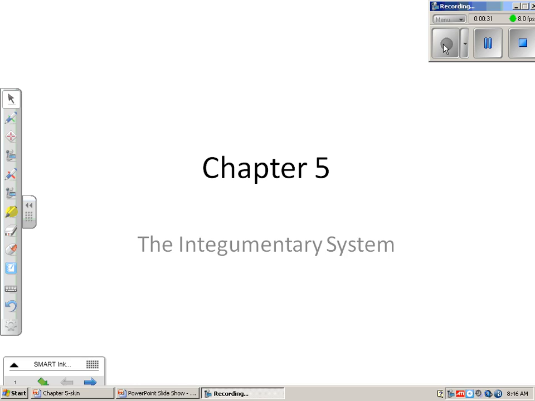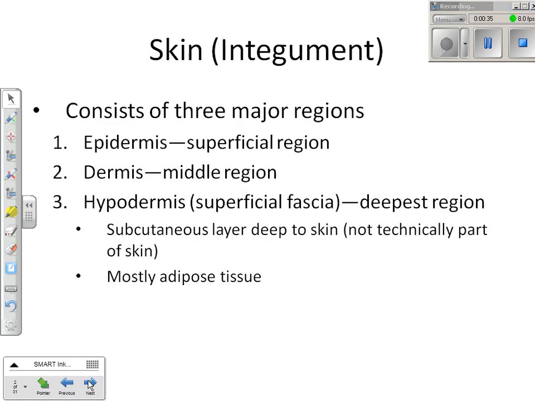So the integumentary system is basically dealing with the skin. So we refer to the skin and its appendages as the integumentary system. And there are three major regions of your skin. We have the epidermis, the dermis, and the hypodermis.